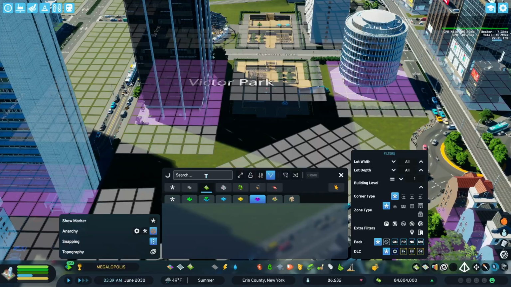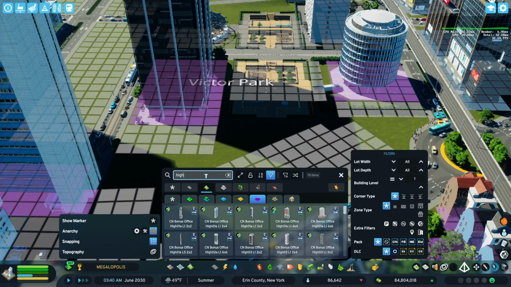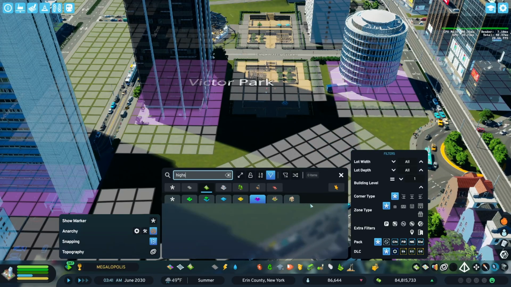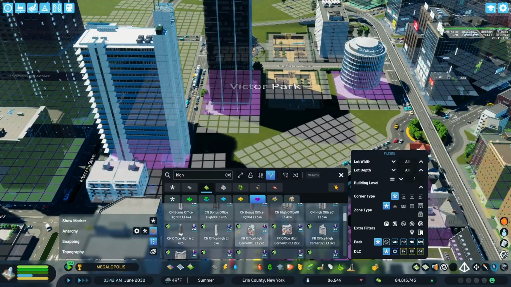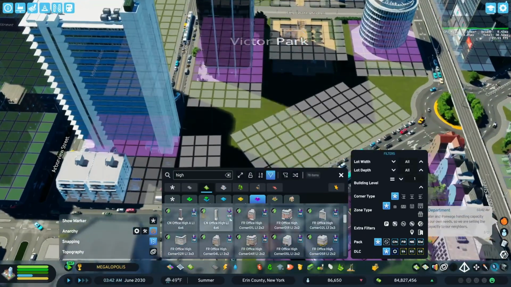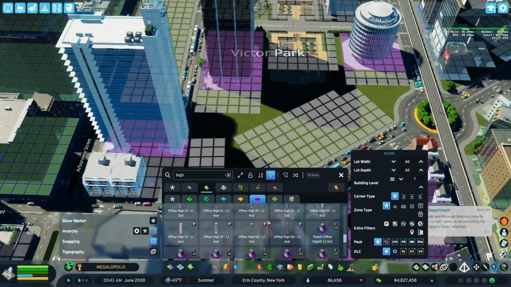So then we're going to go into our office buildings, and we're going to type in high. And this is going to give us initially skyscrapers. I know they look scary, but don't worry, because most of them are pretty small. And I want a very wide, boxy building here. I think that would really complement the rest of the area.